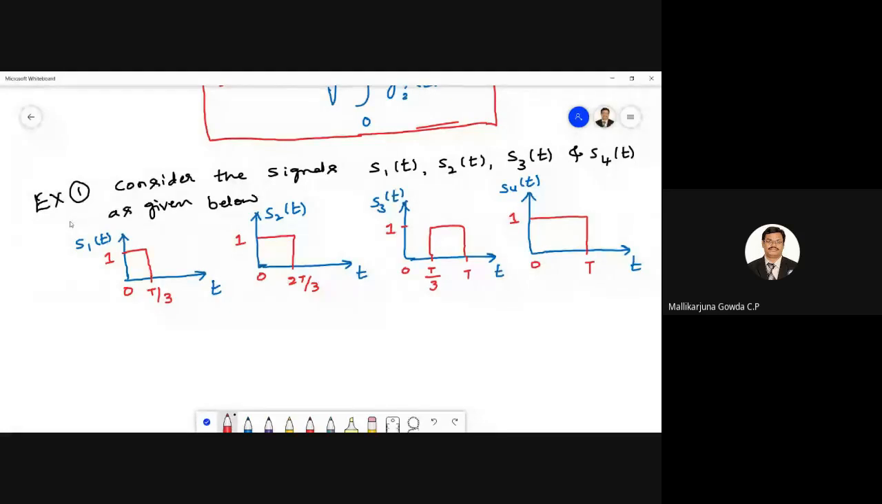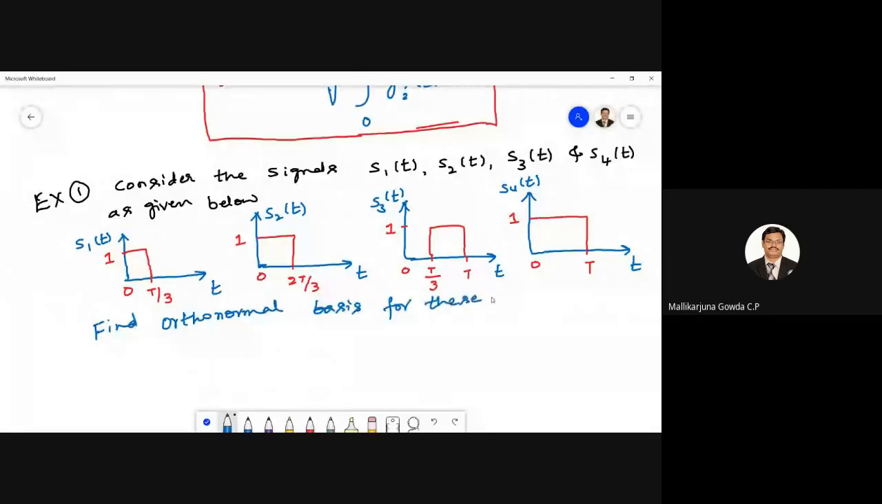Find, I will not write the sentence, you please note down this. Find an orthonormal basis for the set of signals using Gram-Schmidt orthogonalization procedure. So I am writing in short, GSOP.